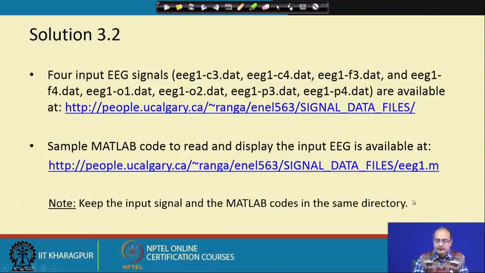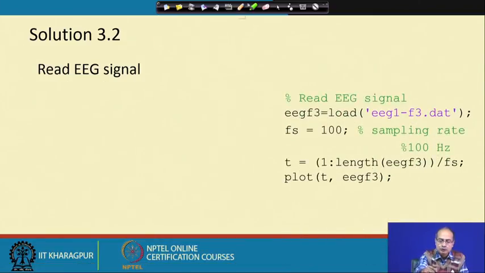collect the data file and the MATLAB file to read the signal, and then we need to keep both the input signal and the MATLAB code in the same working directory of MATLAB. Next, we would like to see that signal. So, first we are using the load command to load this data file EEG1-F3, and we store that in the variable EEG_F3.